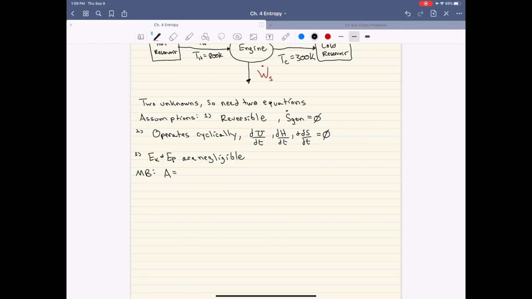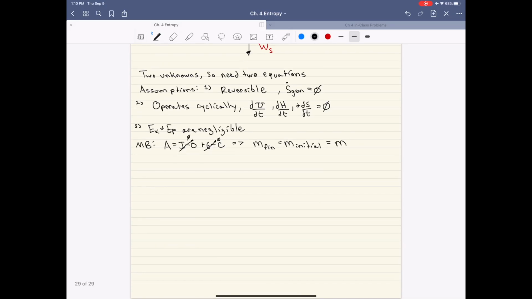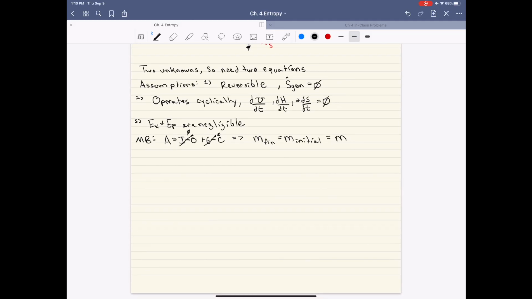For the material balance, we're dealing with essentially a closed system. There's no mass crossing the system boundaries, and we have no reaction. It's a closed system, therefore accumulation is going to be equal to 0. That tells us that any mass in the system at the end is equal to any mass that was there initially. In fact, since it's a closed system, it's not a mass flow rate, it's just mass. So our material balance doesn't really tell us that much useful information. Let's move on to the energy balance.